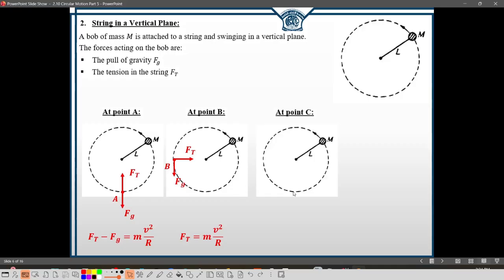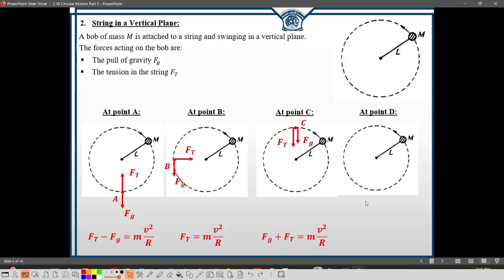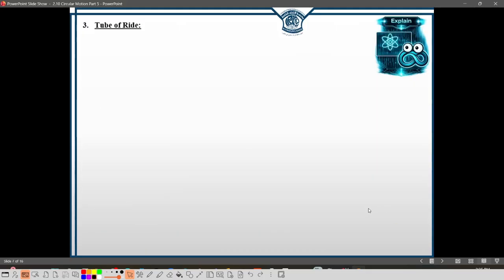Now, at point C, both forces are acting inward, so both of them are positive. Fg plus Ft is equal to mv squared over r. And finally, at point D, which is the symmetrical case of point B, we have Fg downward, Ft inward, and Ft is the centripetal force, which is equal to mv squared over r.